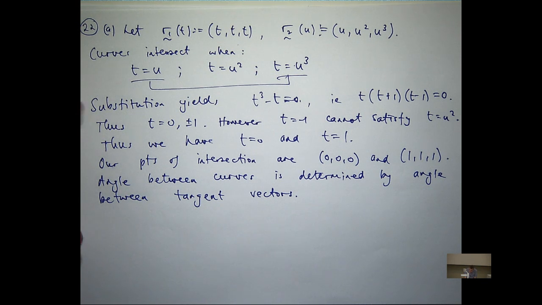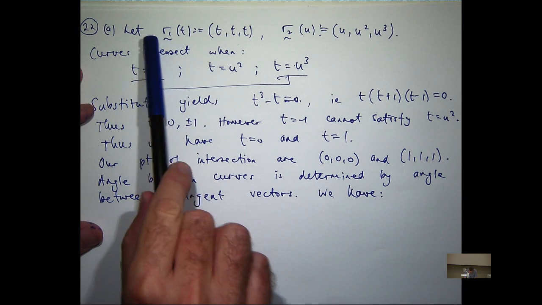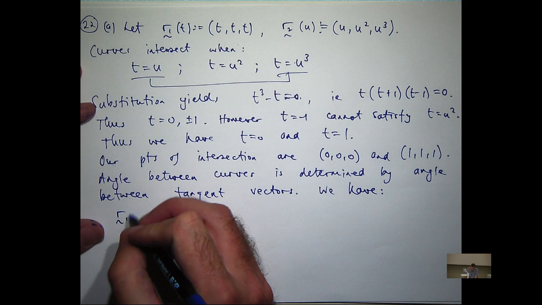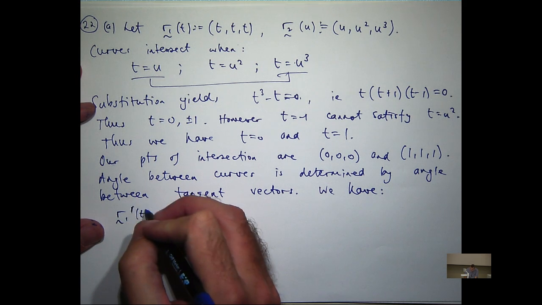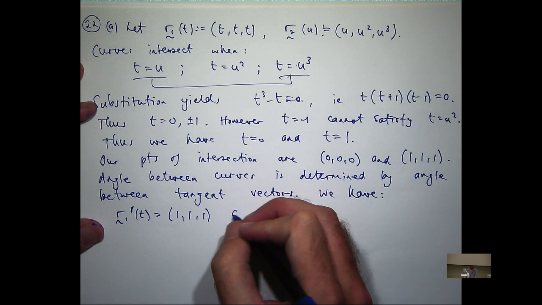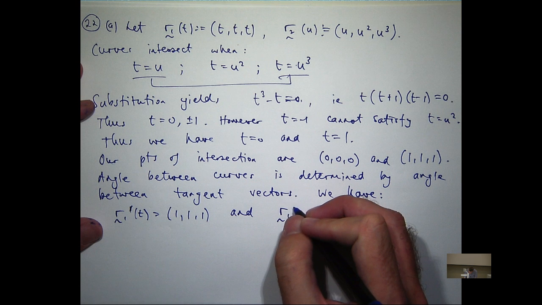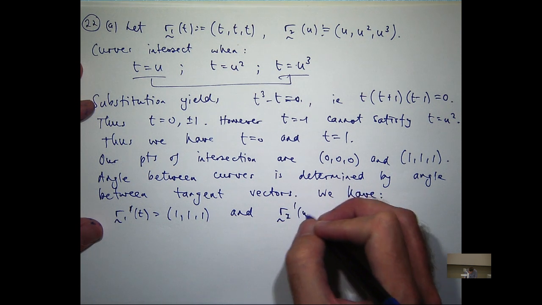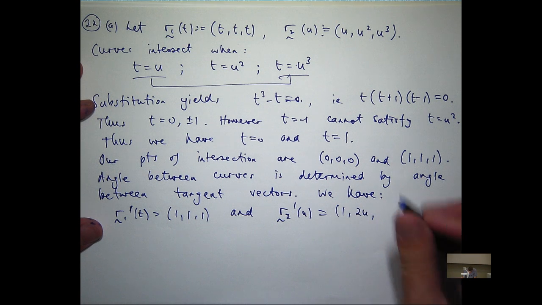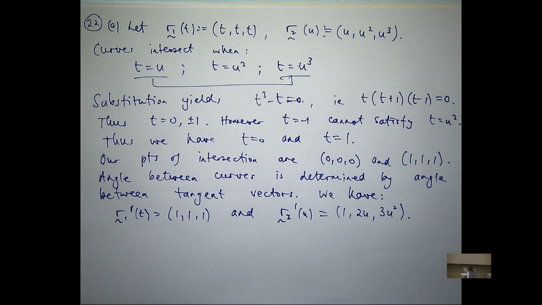So let's calculate the derivative here and the derivative here. Differentiating component-wise, we're just going to get a constant vector. And over here, we're going to get 1, 2u, and 3u squared.